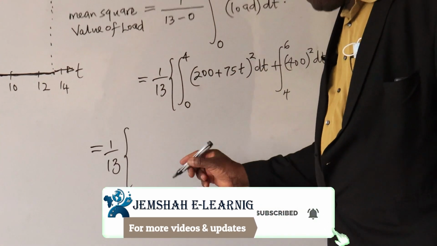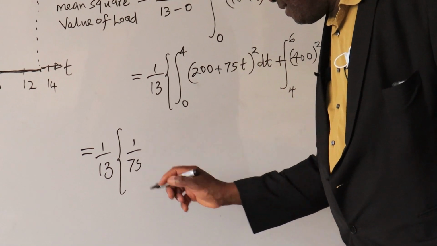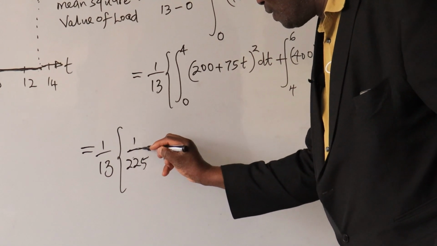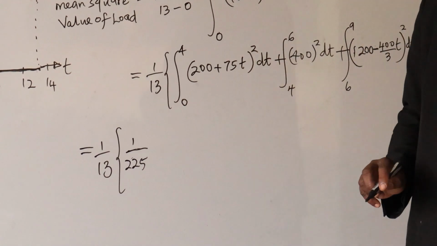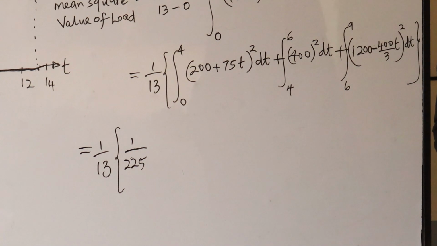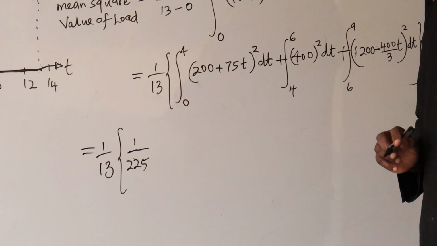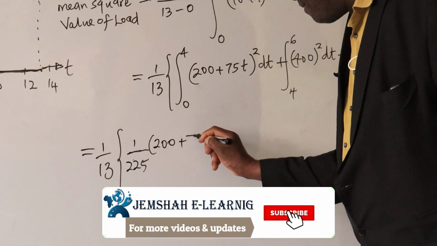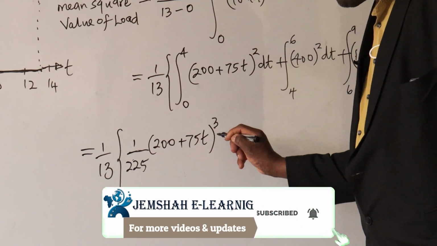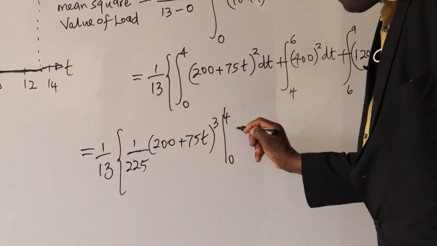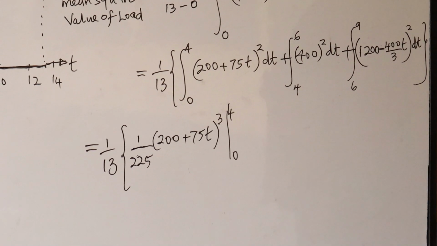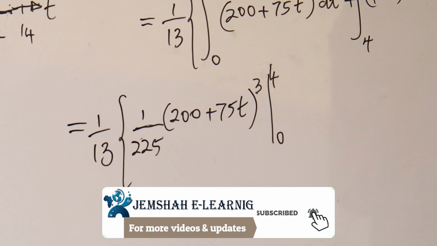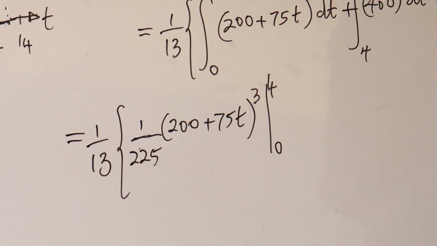And integrate it with the method of integration. When we integrate this, what do we get? 1 all over 225. 75 times 3 is 225. Then we get here 200 plus 75 t, this one is now cubed. We put limits from 0 to 4. Method of integration, algebraic substitution, or polynomial substitution. You can remember what we were doing yesterday about some integrals.